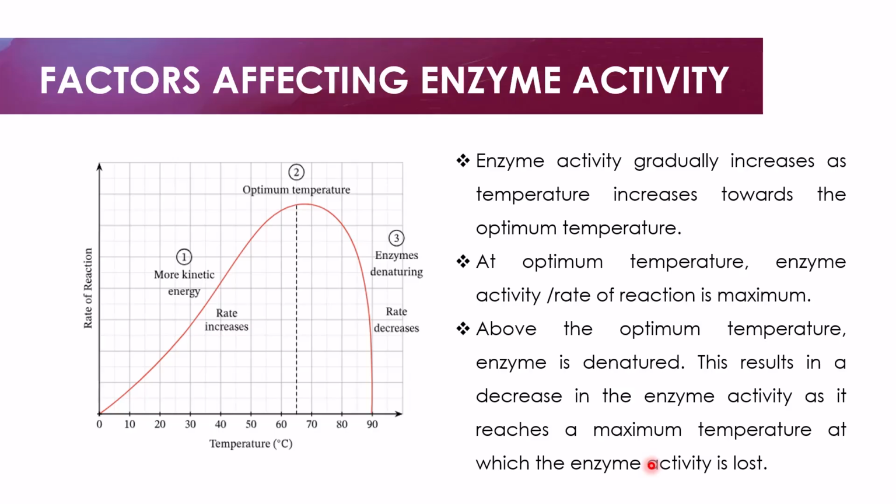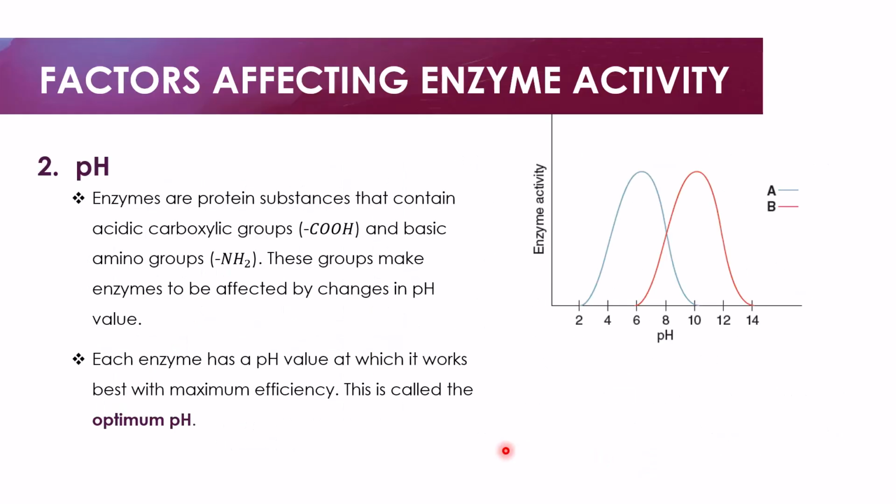Now, the next factor that we are going to look at is pH. What we have to note is that enzymes are basically protein substances that contain acidic carboxylic groups and basic amino groups. The presence of these groups makes enzymes affected by changes in pH values. Also, each enzyme has a pH value at which it works best with maximum efficiency, and this is called the optimum pH.